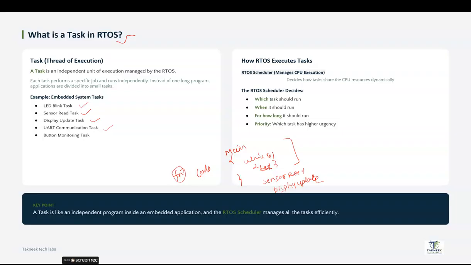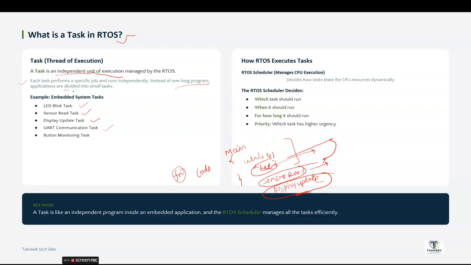We'll see what a task is in our subsequent lectures. So all these functions are divided into smaller portions, which are called tasks. So a task is an independent unit of execution. What I mean by independent is that the LED task is generally not dependent on the sensor reading task. Sometimes tasks also communicate with each other, that we will see in the later part. So a task is an independent unit of execution managed by the RTOS. Each task performs a specific job and runs independently. This is one very important thing.